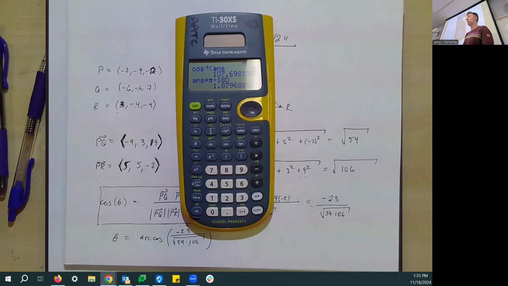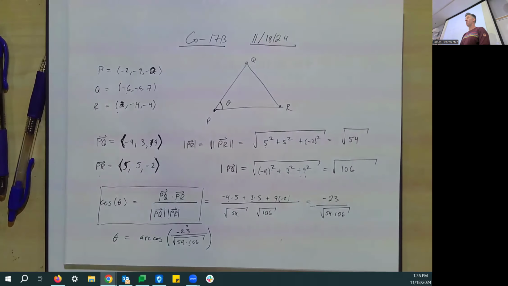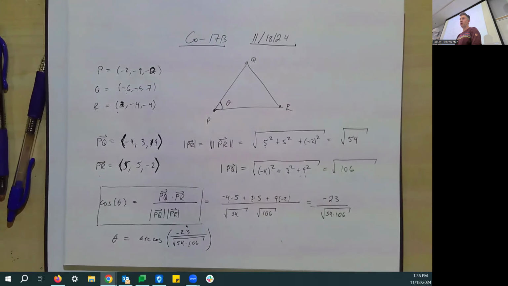But really, if you're entering this in WebWork, you shouldn't do either of these things. You should just enter the whole expression in WebWork and not try to enter a decimal approximation. Because hopefully you've all learned by now that WebWork isn't really a fan of decimal approximations. It wants the actual expression for the answer.